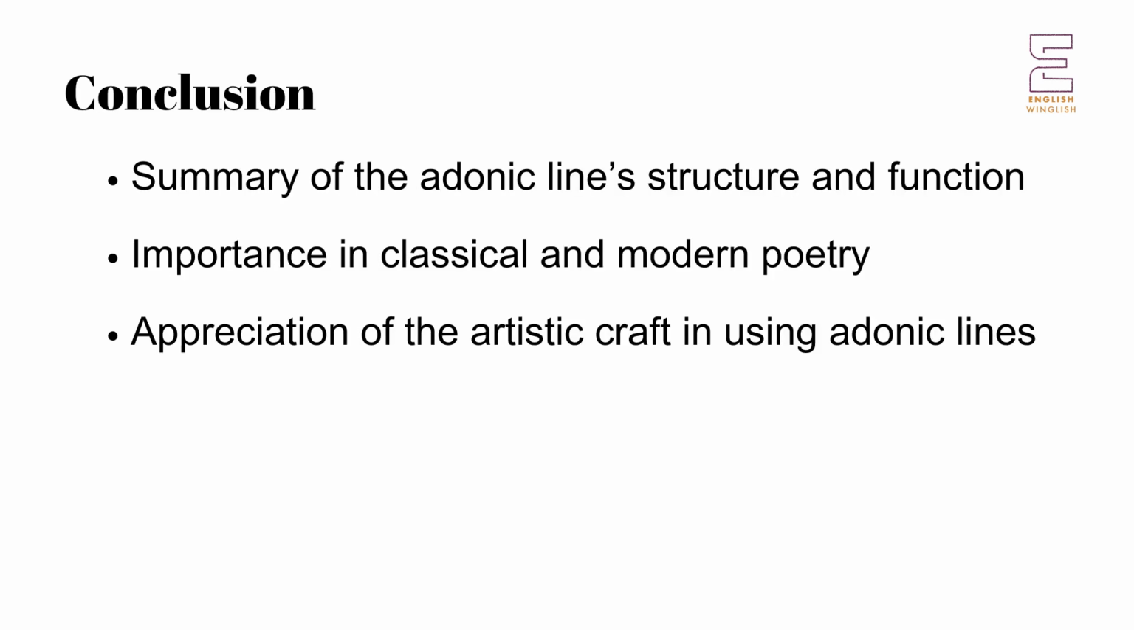Conclusion. Adonic lines, consisting of a dactyl followed by a spondee, are a unique and significant feature of classical poetry, particularly in the Sapphic stanza. Their rhythmic variation, emotional impact, and aesthetic appeal make them a powerful tool in the poet's arsenal. By understanding the structure and function of Adonic lines, readers can better appreciate the artistry and craft of poets like Sappho and their enduring contributions to the world of poetry.